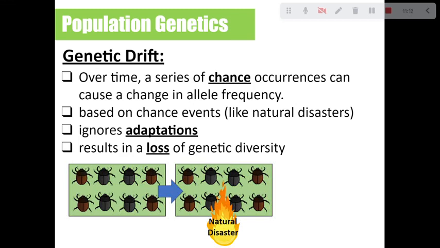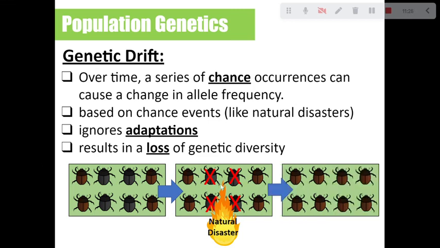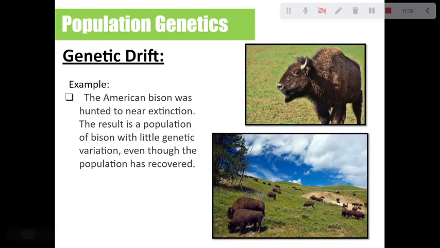So, let's say we started out with this set of bugs. But we had a natural disaster occur, which can be a fire, for example. So this fire killed these 4 bugs. So now our new population no longer has these dark gray bugs. So now all of our bugs are going to be brown. That is how genetic drift works. Another example of genetic drift is the American bison, which was hunted to near extinction. So the result is a population of bison with little genetic variation, even though the population has recovered over time.